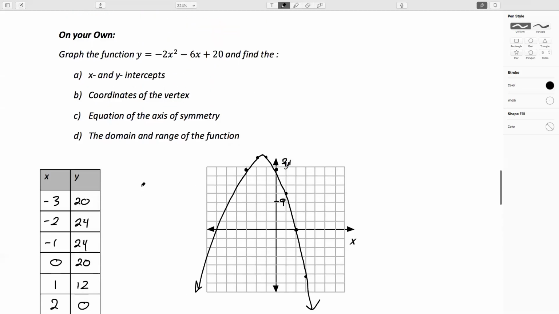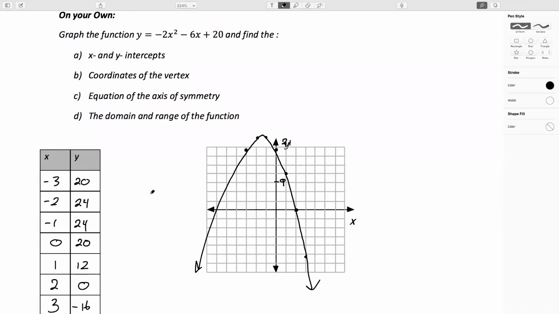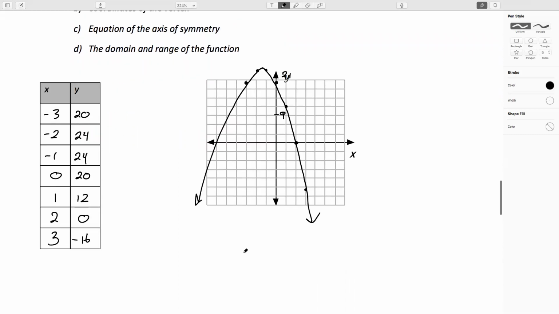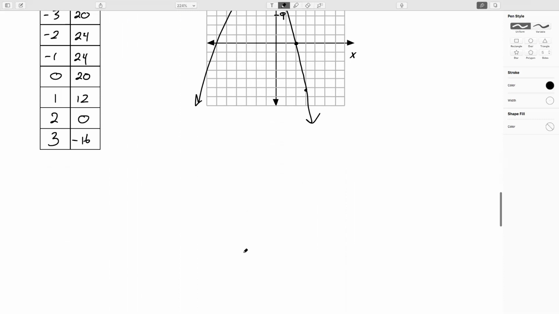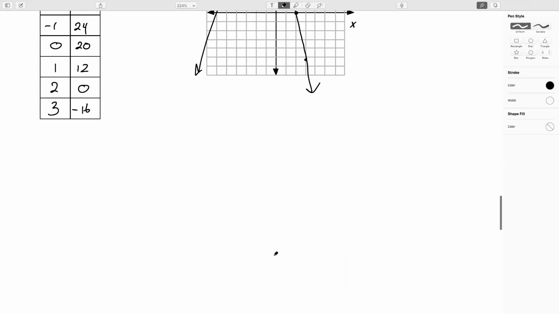Now, we've got to answer some questions about it. We need to find the x and y intercepts, the coordinates of the vertex, the equation of the axis of symmetry, the domain and range of the function. So we've got quite a bit to do here. Maybe we'll answer these down here.